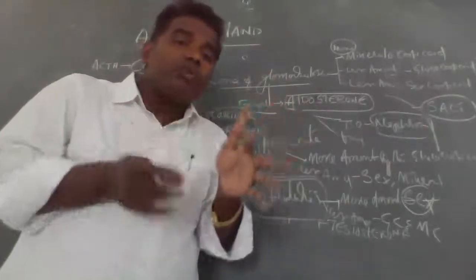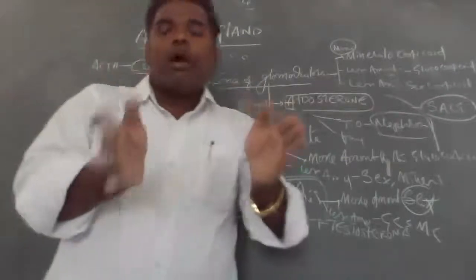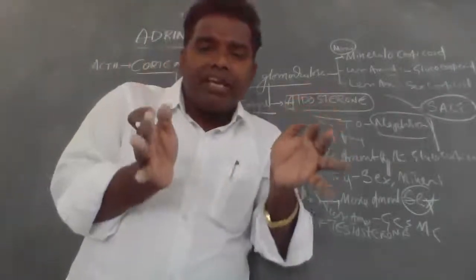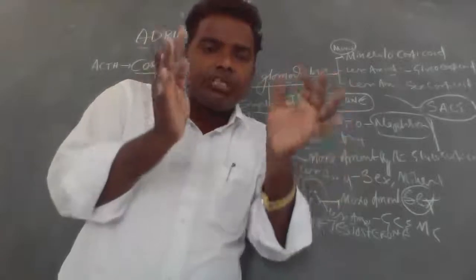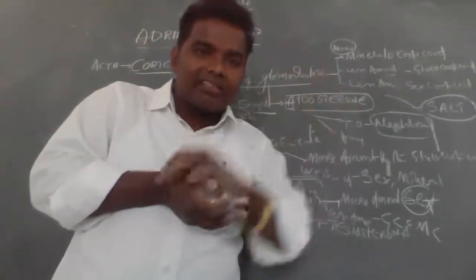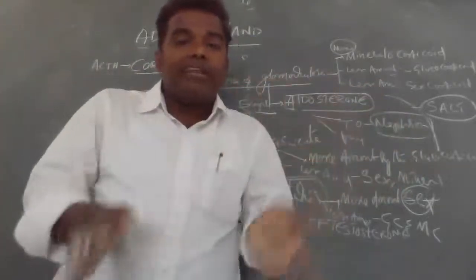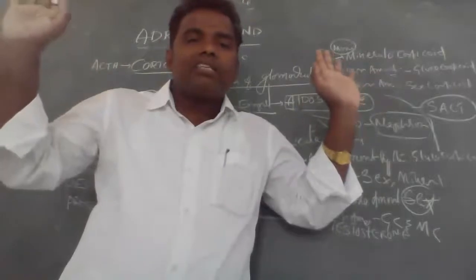One is zona glomerulosa, that is salt, and zona fasciculata, that is sugar. Zona reticularis, that is sex. One more, S cells are there. For example, if aldosterone is not maintained, stress also.